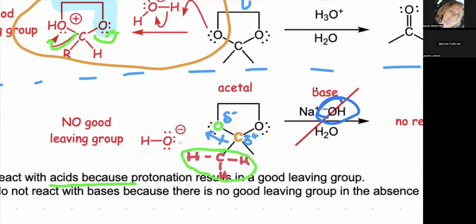Whereas this central carbon has a partial positive charge, especially this carbon, because we have two oxygens pulling the electrons away from it. So that's why we would have that reaction on that central carbon. That makes sense? Yeah, it makes sense. Cool.